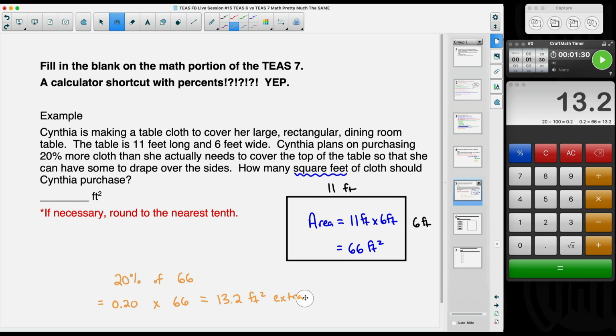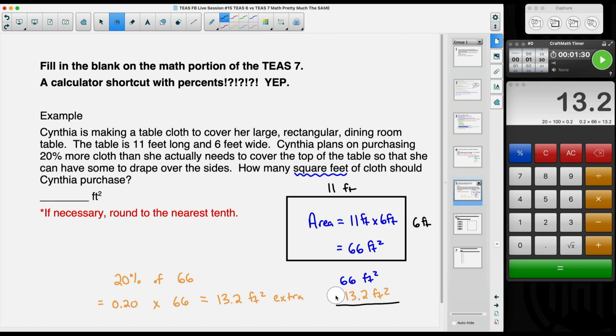Now, what do we have to do from here? We need to add these two values together. She's going to need the 66 square feet just to cover the top, and then that 20% extra, she needs that to drape around the sides, and that's where that total's coming from. That's 79.2. And y'all, though this has nothing to do with sales tax or discounts or buying things that are 20% off, all those percentage problems, we can still apply similar concepts.